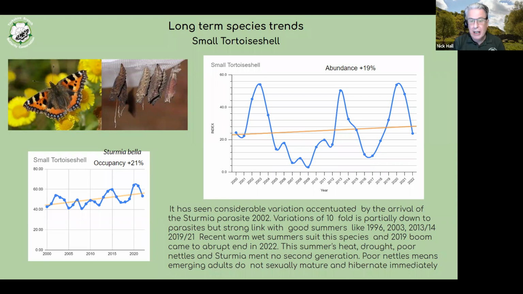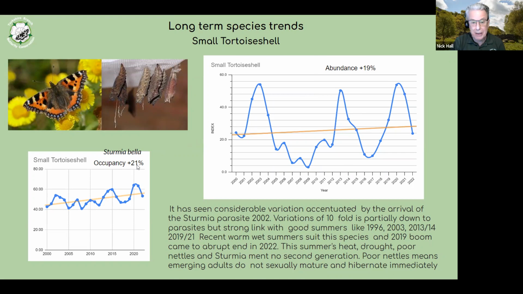And the variation in abundance because of the new parasite, it gets over the parasite, then dies out and then it comes back. But the peaks and the troughs are getting significantly bigger. But overall, the abundance of the species is increasing because of climate change, particularly when we get warm, wet summers, as we talked about earlier. Overall, occupancy is also growing. So abundance is up 19%, occupancy up a similar amount. That's not always the case.